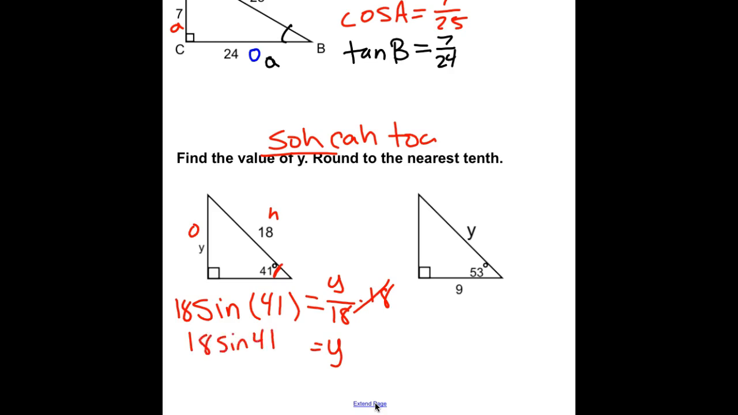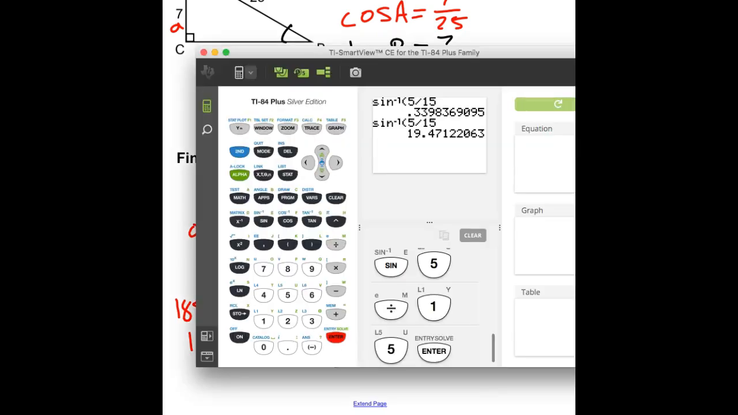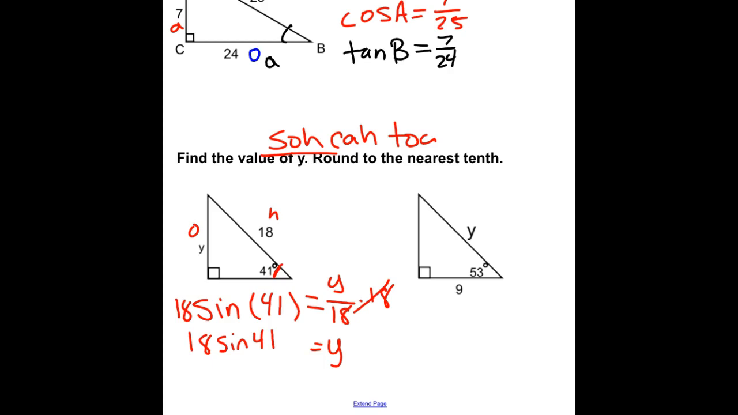Now you've got a calculator. You go type that in. So watch me type that in. You can type it in with me. I'm just going to type in 18. And then I go just regular sine. And then in there I put the angle measure 41. Hit enter. I get 11.809. It wants me to round to the nearest tenth. I'm going to round that to 11.8. So y equals 11.8.